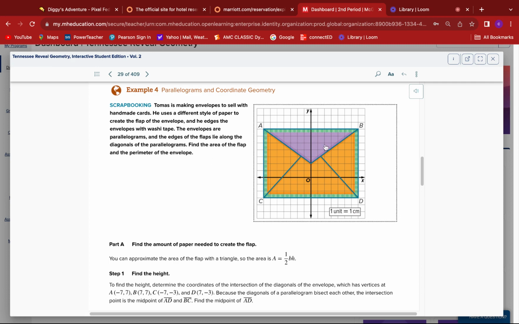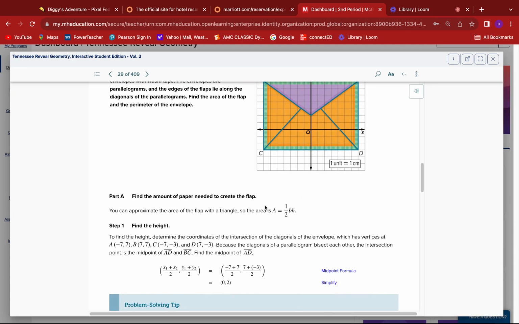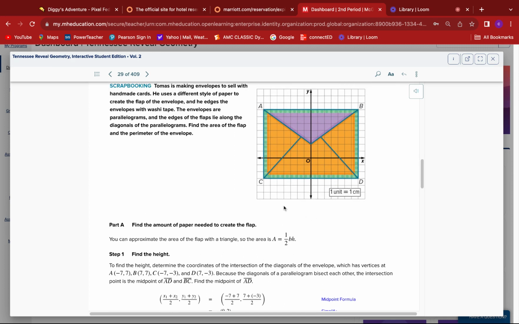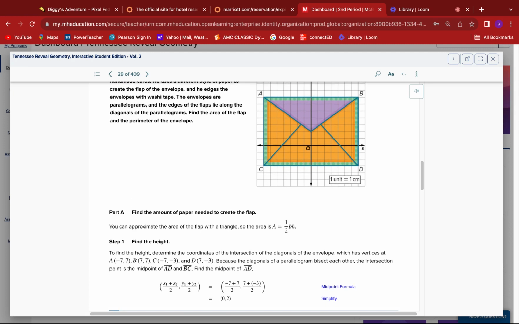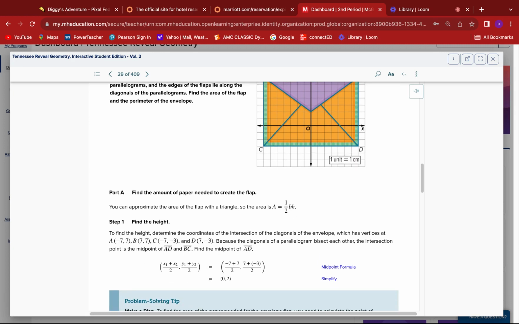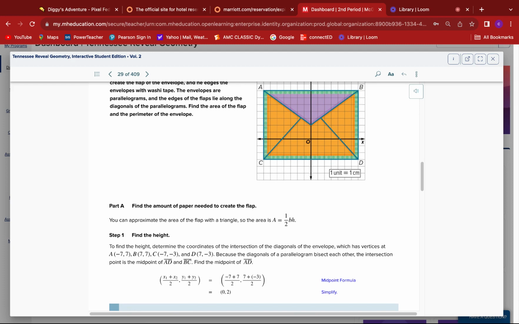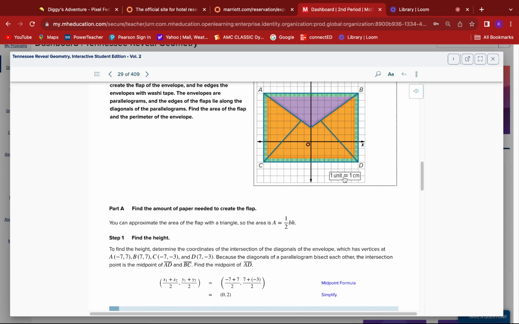All right, so we're finding the area of this purple thing, and we are finding the perimeter of the envelope, the entire thing. All right, part A. All right, here is our formula for the area. The formula for a triangle, because it's obvious this is a triangle, is 1/2 base times height. Okay, let's see. What did they do here? They found the midpoint? Why would you find the midpoint and not just count it? Because each one is one unit. I would just count it. So over 0 up 2, they're saying is the midpoint.